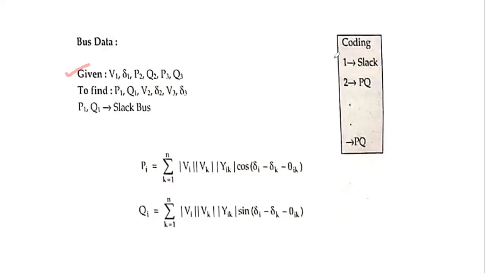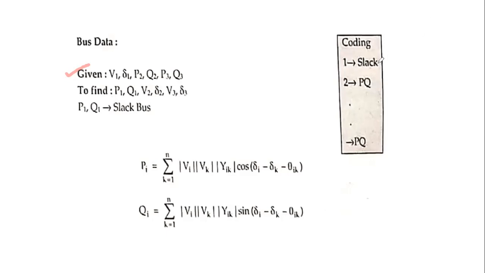In the slack bus, which terms are unknown? P1 and Q1 are the unknown terms. In the PQ bus, which terms are unknown? V2 and delta 2. The third bus is also a PQ bus. Which terms are unknown? V3 and delta 3. That is why we find out P1, Q1, V2, delta 2, V3, delta 3.